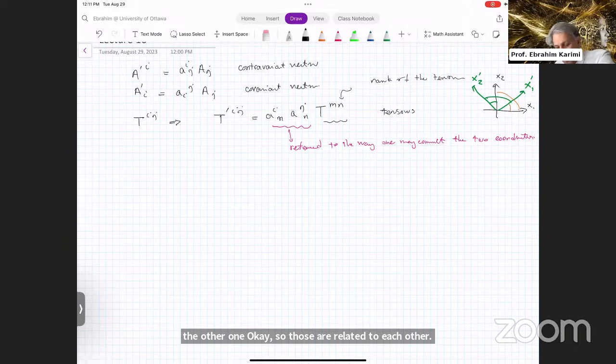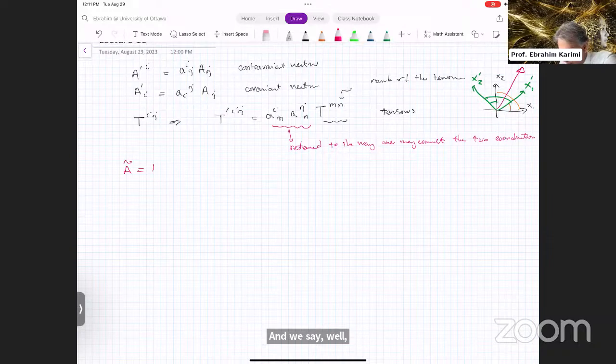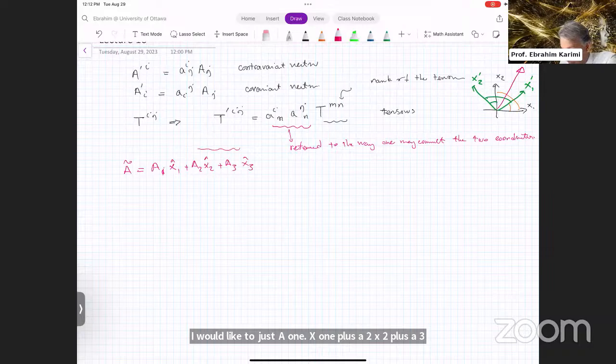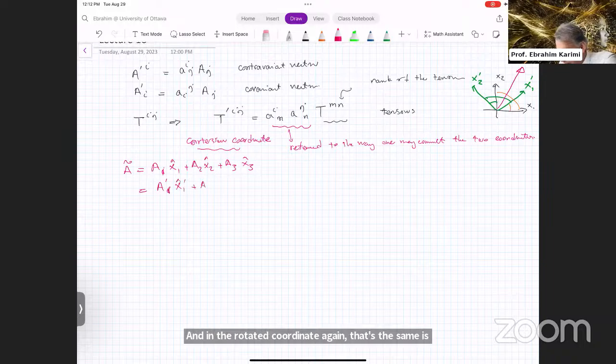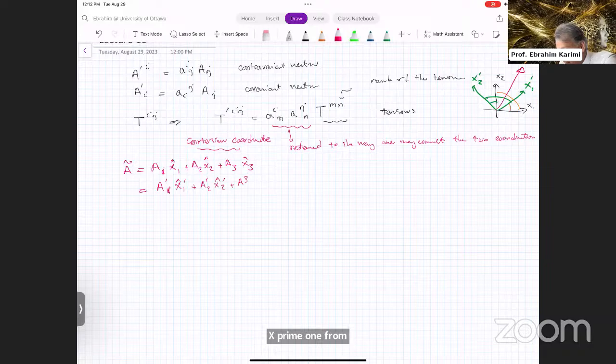As you remember, the vector is given in the space, and this is the vector A. The vector A can have two representations. I'm writing without paying attention to the indices, by the way. I will write it as A1 x1 plus A2 x2 plus A3 x3. Guys, I'm not writing covariant or contravariant; I'm not paying attention, so it's a Cartesian coordinate. In the Cartesian coordinates, they are the same. And in the rotated coordinate, again, that's the same: A'1 x'1 plus A'2 x'2 plus A'3 x'3.